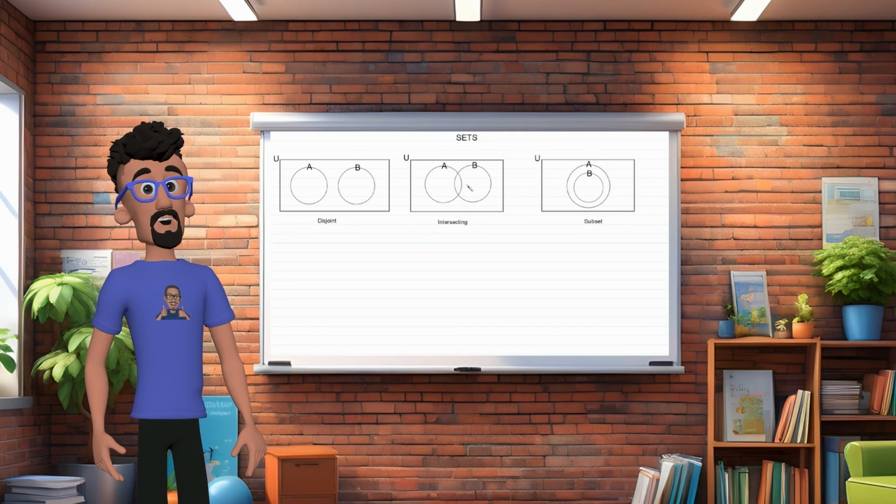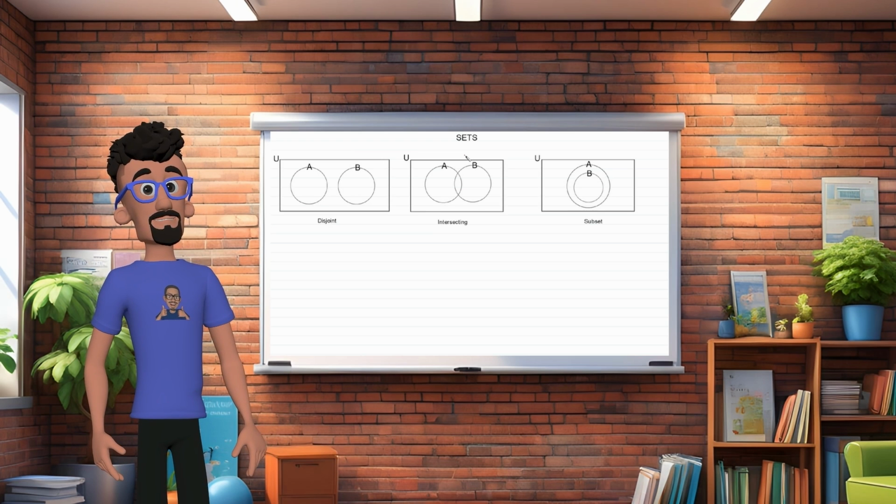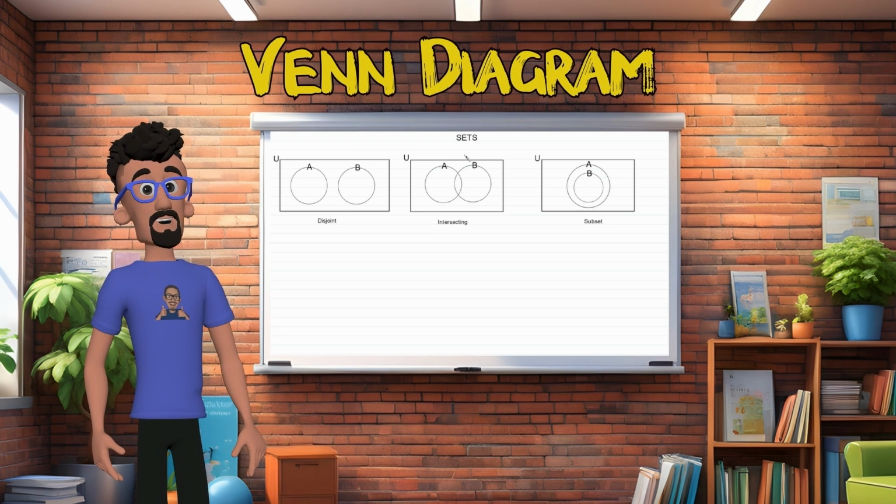In this video, we want to look at sets. And in particular, we want to look at when we have two sets. How do we draw a Venn diagram? Of course, the two sets must be a subset of the universal set.